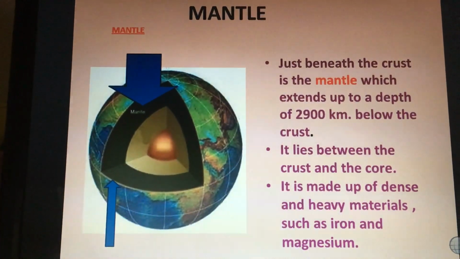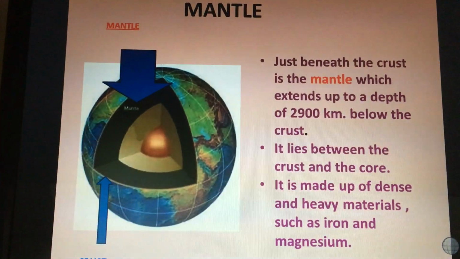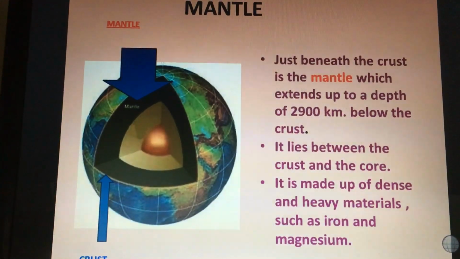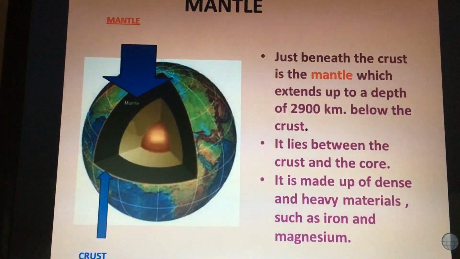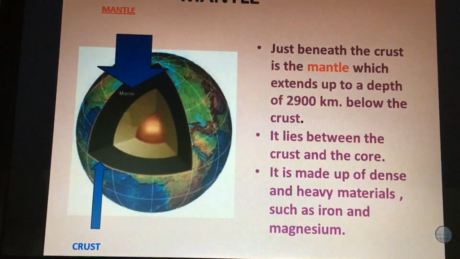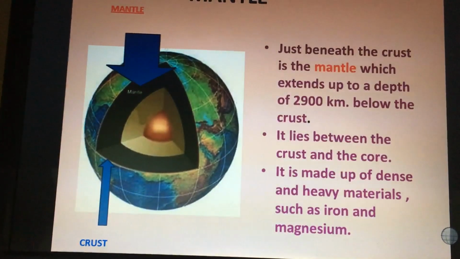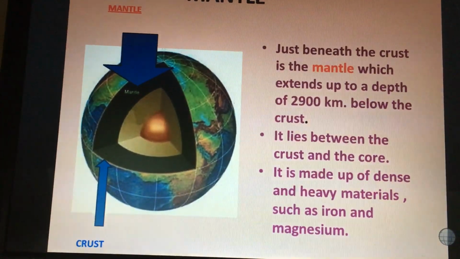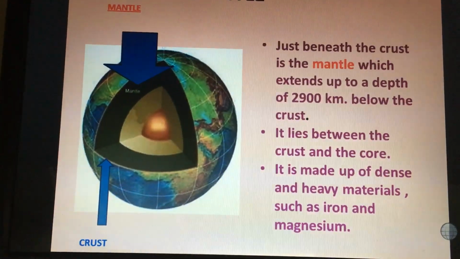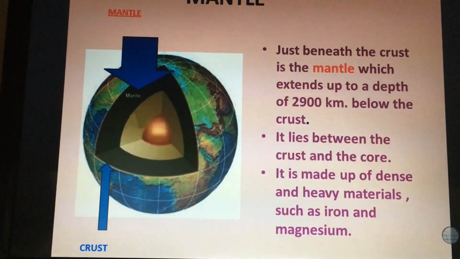Moving up, next is mantle. Just beneath the crust is the mantle, which extends up to a depth of 2900 km below the crust. It lies between the crust and the core. It is also made up of dense and heavy materials such as iron and magnesium. That is why magma is found in this layer.